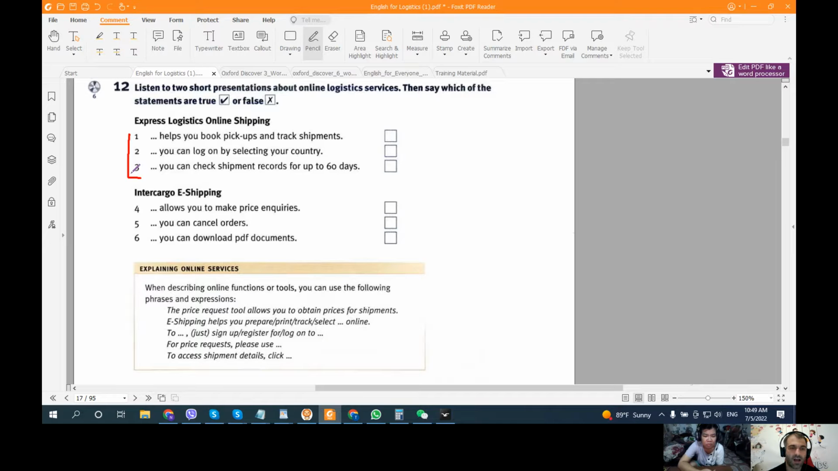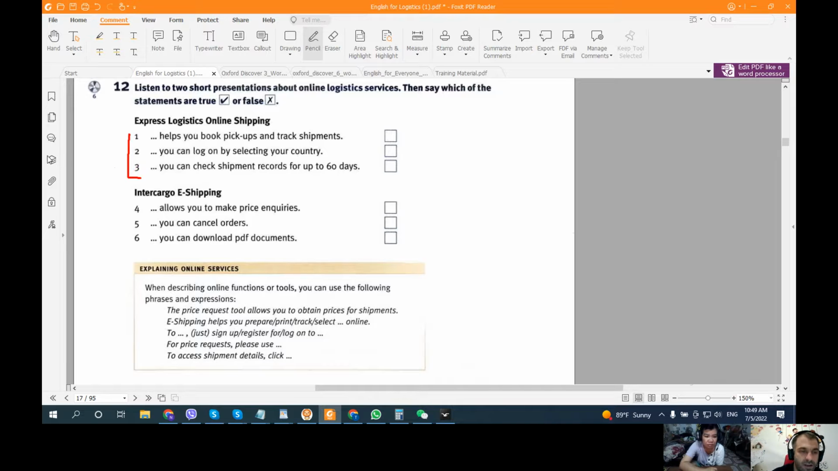Okay. Now you can log on by selecting your country. Of these three examples, which one do you think is the most important? What do you think? Which of these is the most important? Book, pick up, and track shipments? And why? Why is this important? Because if we don't book the shipment, we cannot have the booking to ship the cargo.